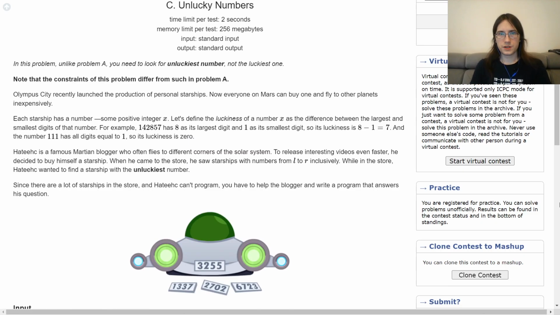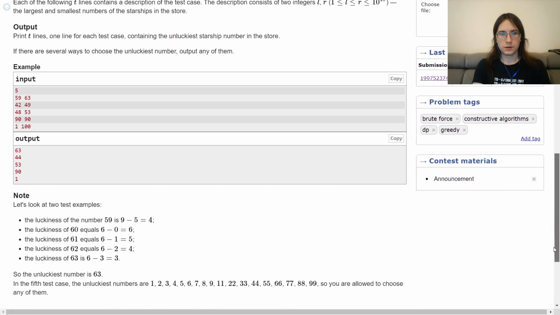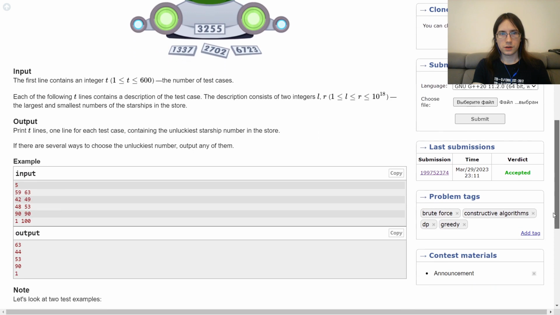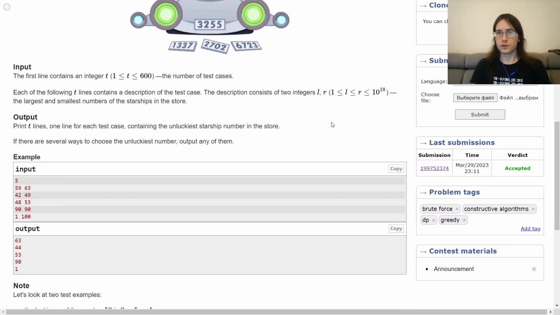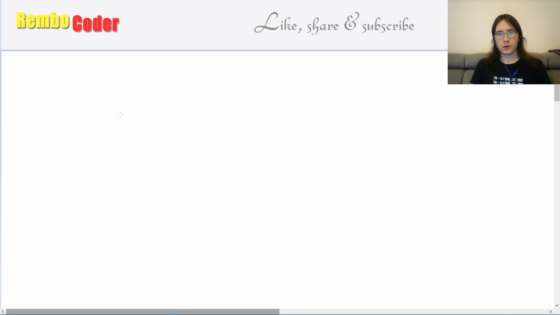Now for problem C, you can read it now or listen to my explanation. In my explanation, you are given, again, two integer numbers L and R, and you have to find an integer number between L and R such that it has the smallest possible difference between its maximal and minimal digit. For the purpose of that problem, we will consider our numbers as strings of digits.